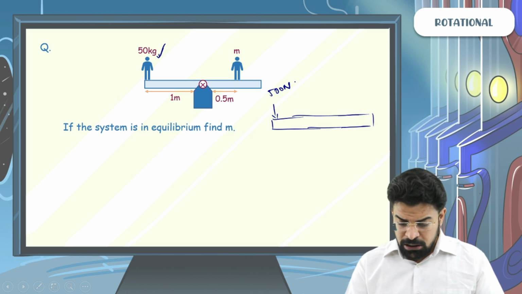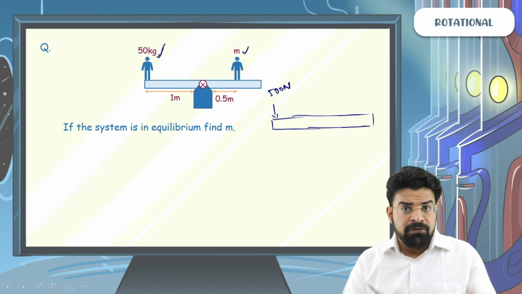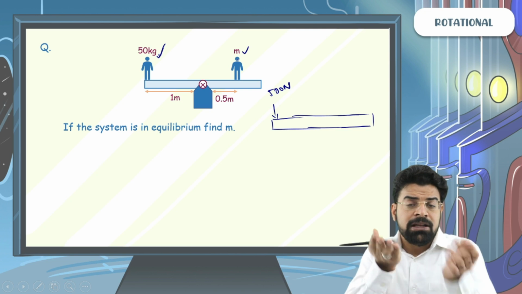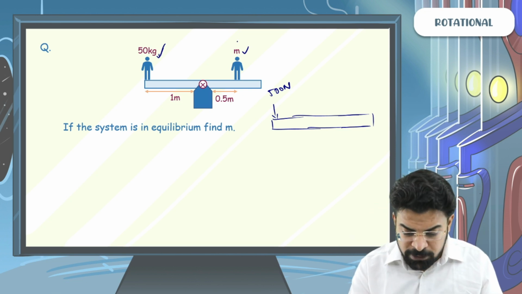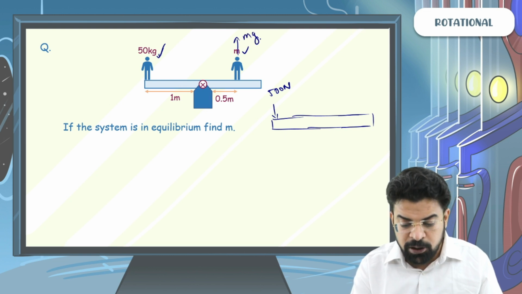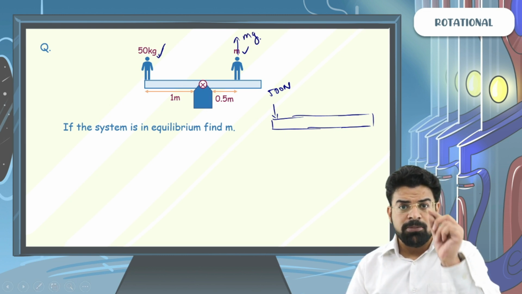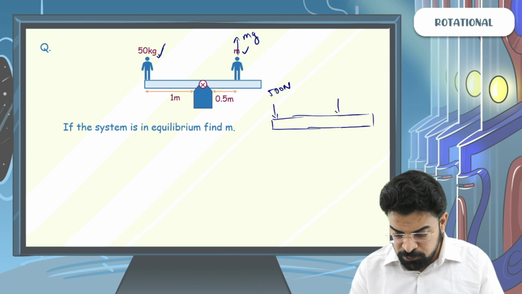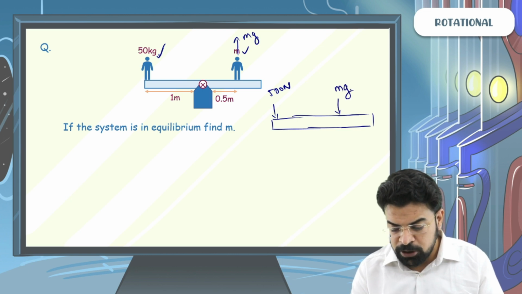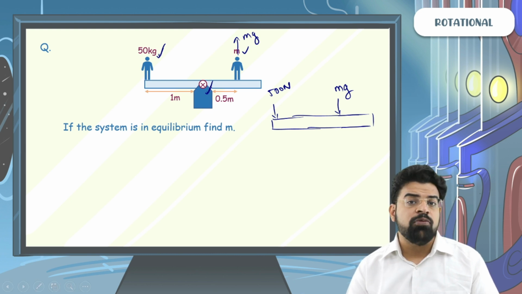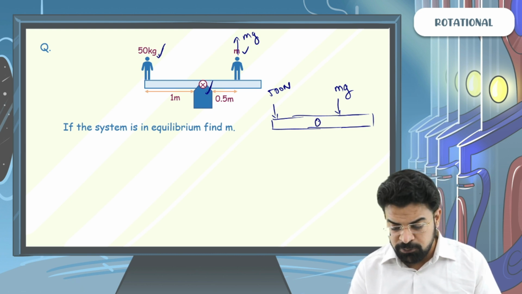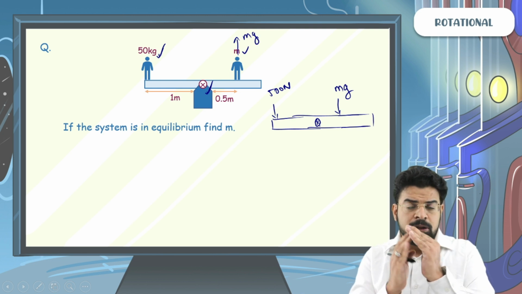Similarly, for the second person of mass m, if the whole system is in equilibrium, then the second person of mass m is also in equilibrium. So the platform must be applying a force mg upward on this person. So this person must be applying a downward force of mg on the platform. Also, the support here will apply some force on the platform. Let's say the force applied by this support on the platform is F.